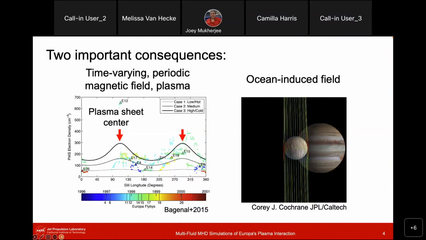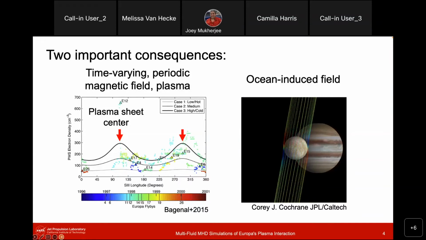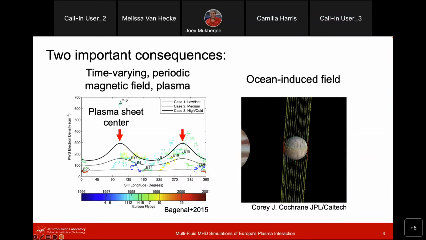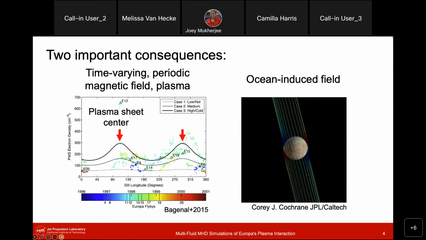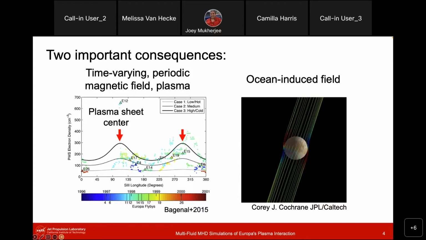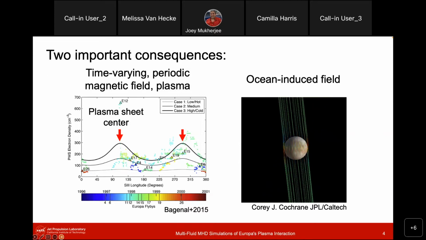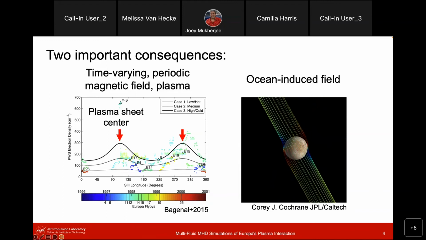And as I mentioned, we also have these variations in the density of the plasma. This figure comes from a study by Fran Bagenal that was published in 2015, where they looked at what the Galileo spacecraft measured for electron density at different points along Europa's orbit. And what you see is that close to the plasma sheet center, you have these peaks. And then when you're away from the center of the plasma sheet, so in the lobes of the magnetosphere or at the farthest excursion, whatever you want to call it, there's like 5 different ways to say anything.